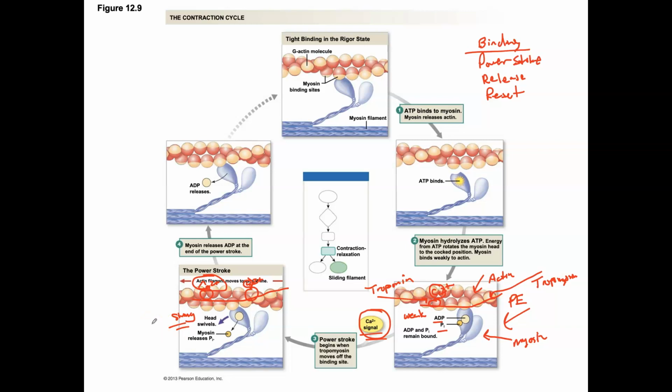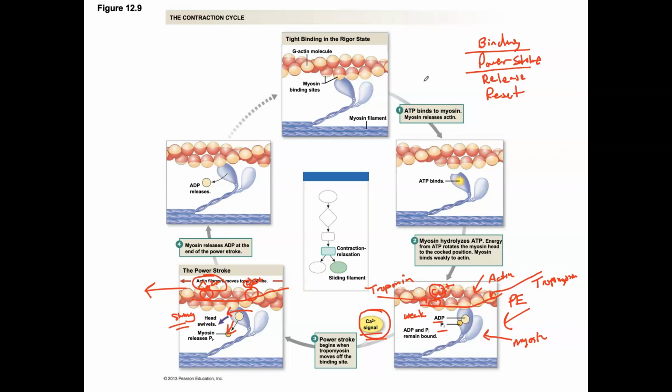When you're in the high force binding position, you then can release energy. We can release that inorganic phosphate, and that leads to the power stroke. Basically, the power stroke is just the moving of the myosin head. The myosin head moves forward, and when it moves forward, that means the actin protein is able to slide towards the middle of the sarcomere. So it's moving towards the M line. The release of inorganic phosphate gives us the power stroke.